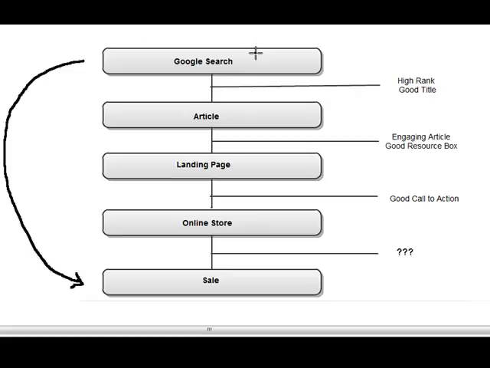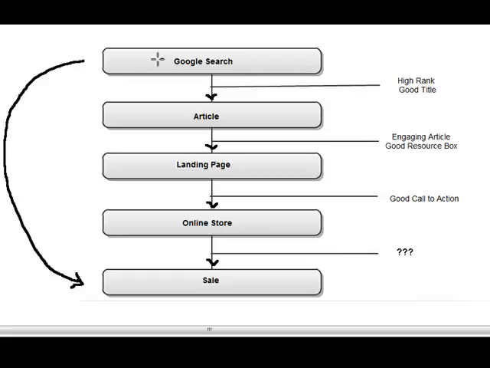As you know already, the process consists of a few steps. First, the visitor does a Google search. Then, they click on the title of your article and they read your article. Then, they click on the resource box in your article and they reach your landing page, which in our case is a blogger landing page. Then they click on the link in the landing page and they get to the online store. In the online store, they make a purchase and a sale is made and you get a commission.